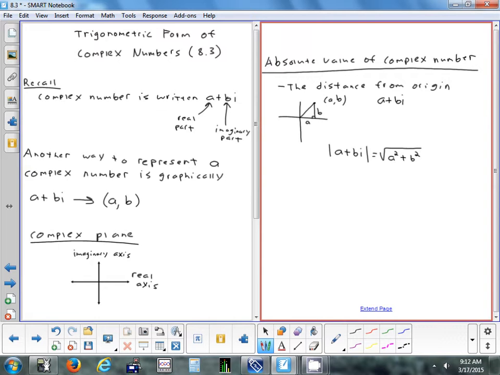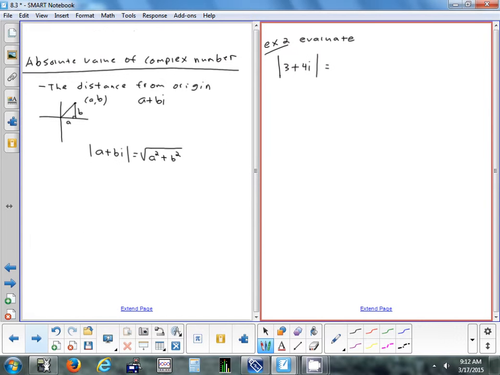Let's look at an example. Find the absolute value of 3 plus 4i. Okay, Michael, what's a in this case? 3. Yep. So 3 plus, and now we just want b. Brandon, what's b in this case? Yep, perfect, just 4. No i, we're just finding a distance.